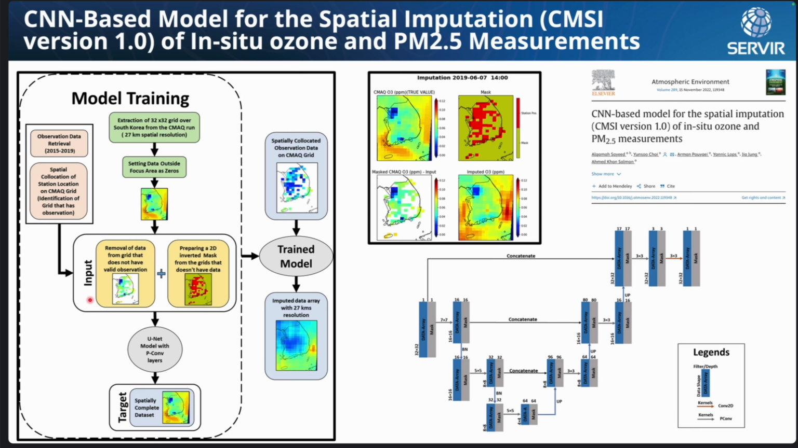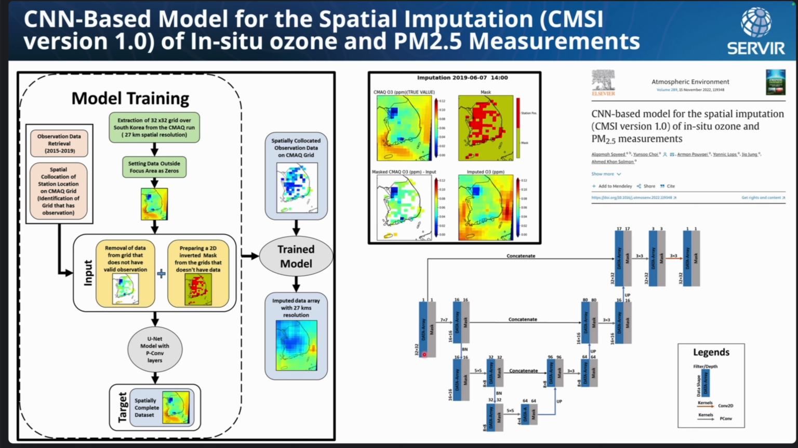Once we have the location of the station on the CMAQ grid, we removed all the unknown points from the gridded CMAQ data set, and then also created an inverted mask from the grid that doesn't have data. So this pair of known points and unknown mask acted as the input for the U-Net partial convolutional model. The modeling architecture is shown on the right bottom. That is a U-Net architecture which has two layers.